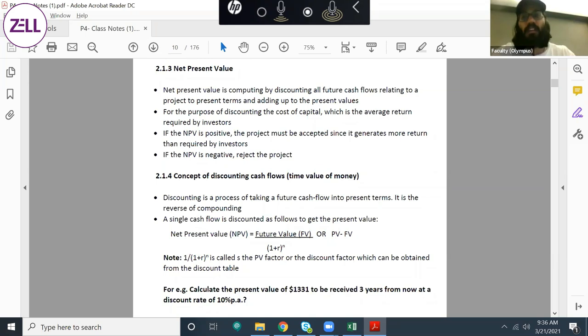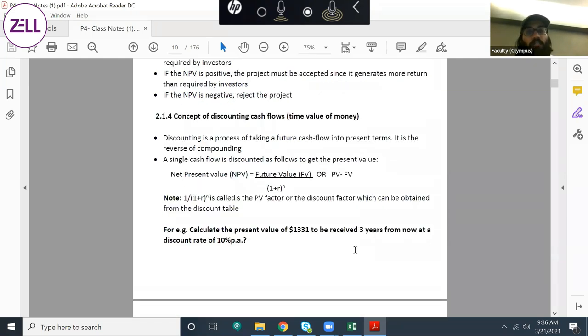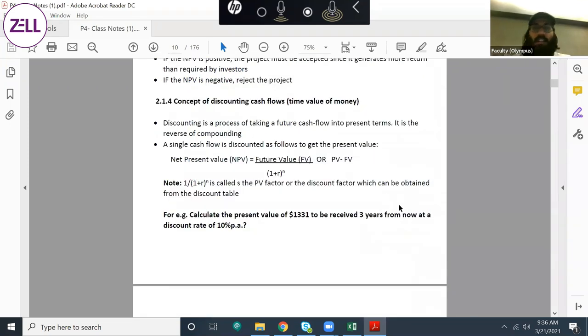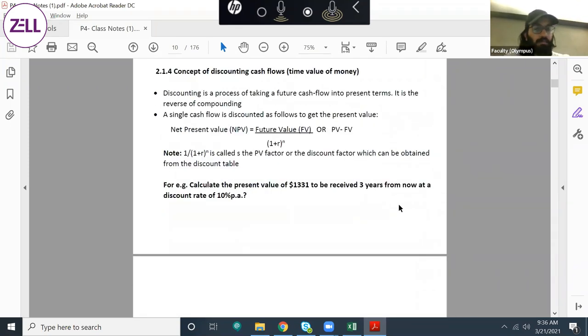While doing all these NPVs, the first thing that is very important to understand is the discounting of cost of capital. Now, this cost of capital is very important. There's a separate chapter on that. But first, we need to learn about the time value of money. Does anyone know about time value of money? Can someone help me understand what you mean by time value of money with an example? Guys, no one knows about time value of money learned in F9, right?